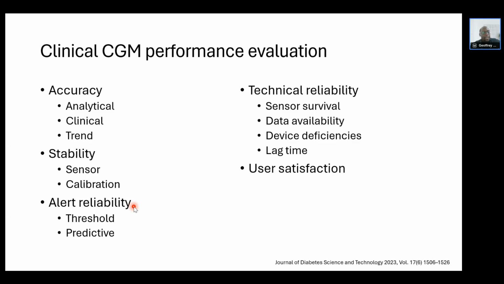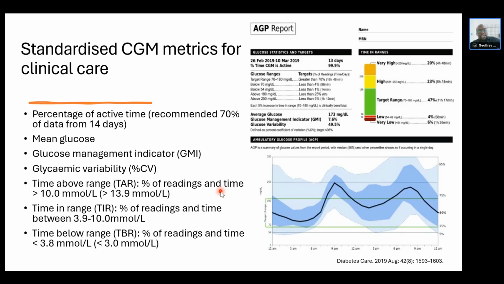Alert reliability, again, speaks on whether you get an alarm for hypo or hyperglycemia when you hit specific thresholds, and also when the trend of your measurements is pointing towards danger, either a hypo or hyperglycemic episode, and these alarms are usually earlier than your thresholds for actual hypo or hyperglycemia. Technical reliability basically looks at robustness of the device, and user satisfaction is basically about how user-friendly and how wearable this is as a device. So these are all important considerations when you're looking at a CGM.